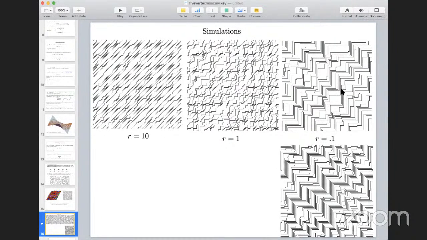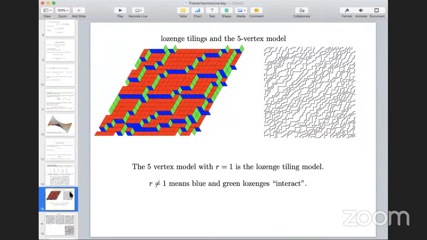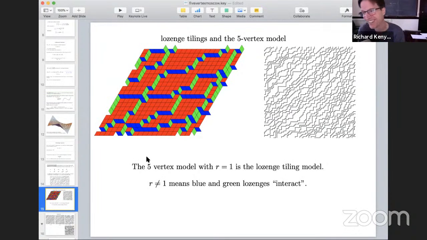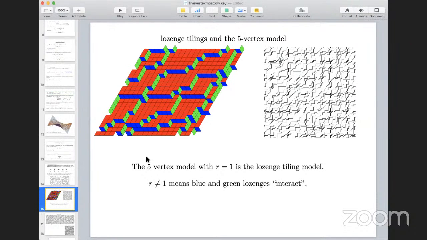I'm sorry, but in the lozenge tiling, it seems to me that you have vertices where you have four bonds entering into a single site, no? If you go back to your colored picture, yes, here. Sometimes you have this, right? Okay, we're not using the same projection, I'm sorry.